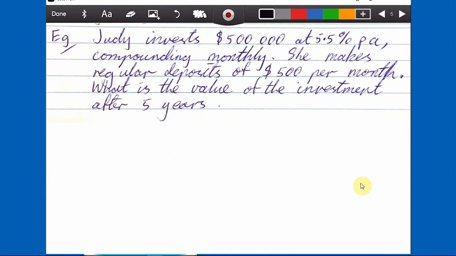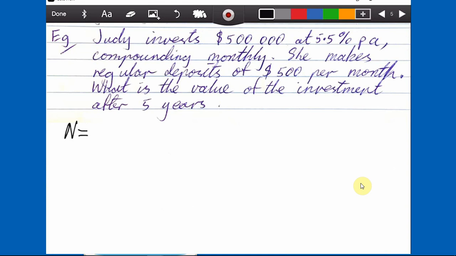Okay, so here we go. Judy invests $500,000 at 5.5% per annum, compounding monthly. She makes regular deposits of $500 per month. What is the investment worth after 5 years? Okay, so our financial solver.